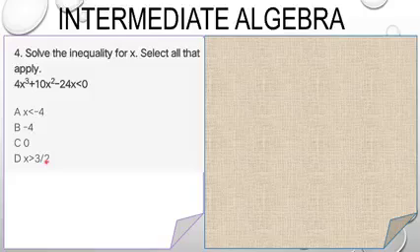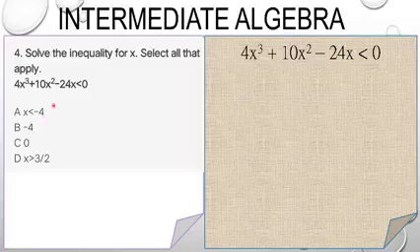Yung ginawa ko dito, I do a trial and error na kung saan, okay, gagamitin natin lahat ng choices, isa-substitute lang natin para hindi na tayo mahirapan sa pag-factor out ng 4x cubed plus 10x squared minus 24x. Again, I do the trial and error. Substitution lang po. Okay? Let's say for example, in letter A.